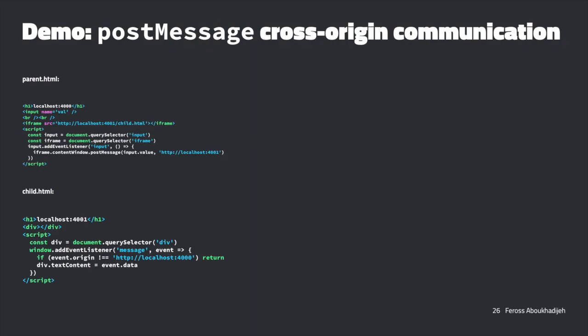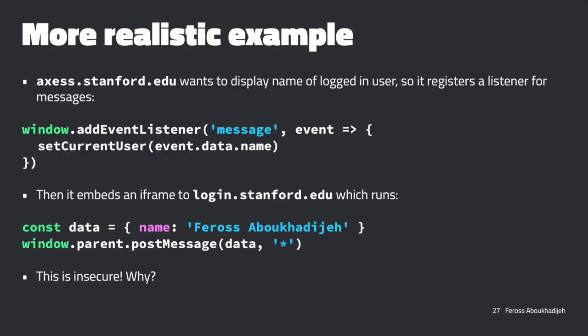A realistic example of this in action would be something like this. Say that access.stanford.edu wants to display the name of a logged in user, and it's going to find out that information from login.stanford.edu, which is on a different origin. Remember, the concept of origin: what is it? Who wants to remind me? Origin is the tuple. What's in the tuple? Protocol, host, port. Exactly. So obviously access.stanford.edu and login.stanford.edu are separate origins.